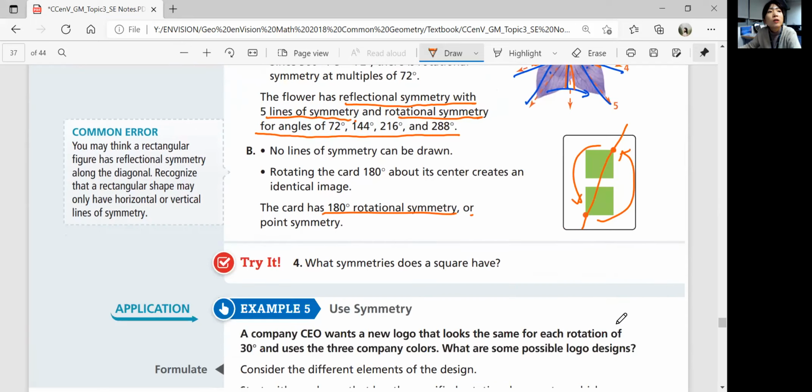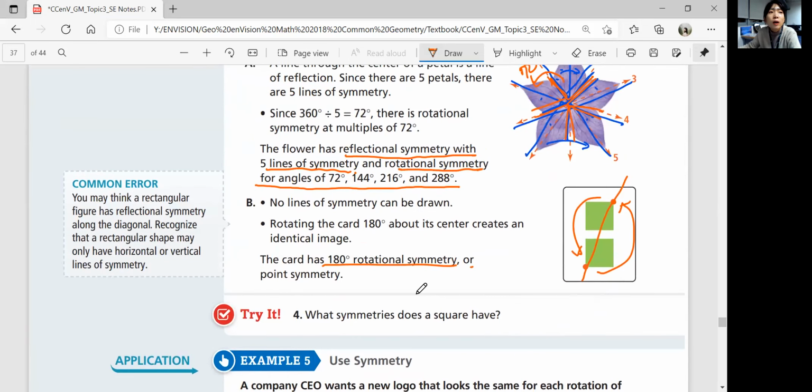Okay, look at a square. Think about the square. What symmetries does a square have? Think about a square. How many reflectional symmetries do we have?